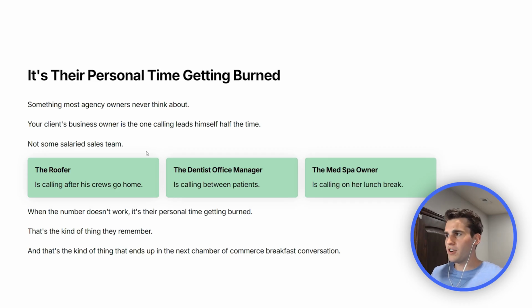So the roofer is calling after his crews go home. And this is true. Most of these roofing guys that aren't super big yet, and you're kind of getting them off the ground, don't have a team of sales reps. The sales rep is them. So when you're sending them BS leads, they fundamentally start to resent you over time.